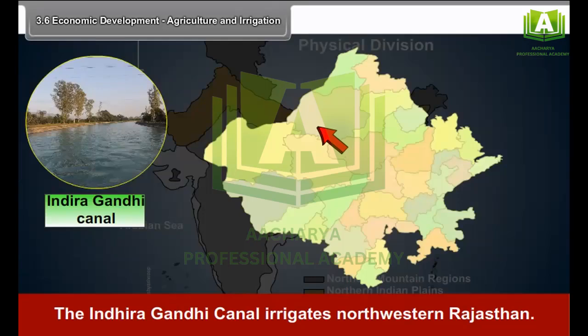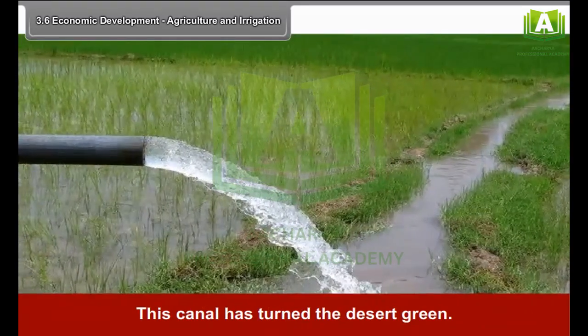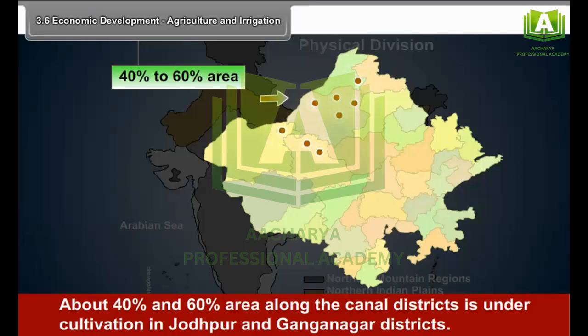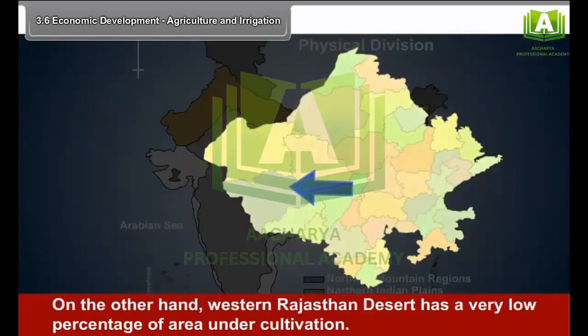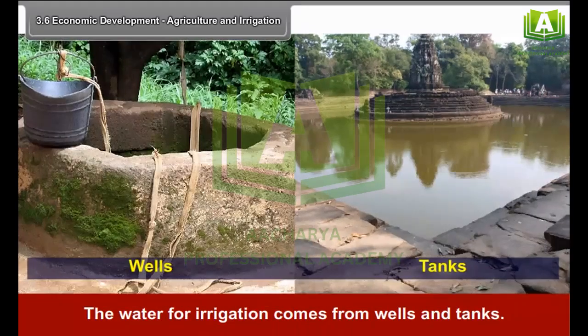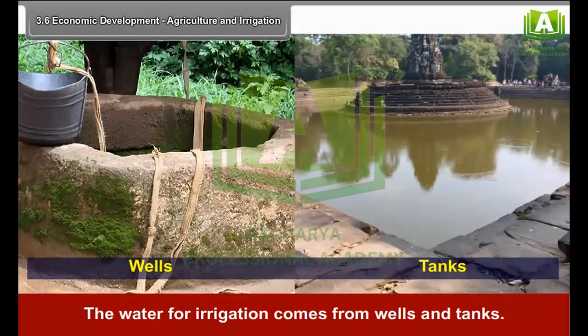The Indira Gandhi Canal irrigates northwestern Rajasthan. This canal has turned the desert green. About 40% to 60% area along the canal district is under cultivation in Jodhpur and Ganganagar districts. On the other hand, western Rajasthan desert has a very low percentage of area under cultivation. The water for irrigation comes from wells and tanks.